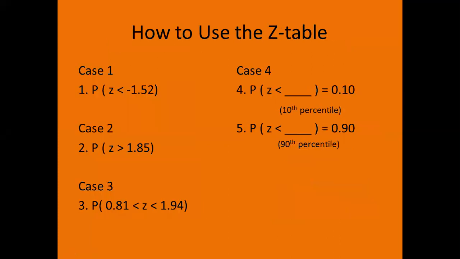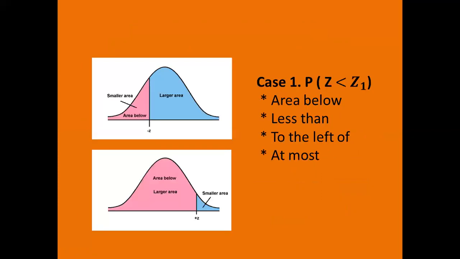Okay, so I will be discussing with you, paano ba natin kukunin yung probability under these cases? Specifically, how do we use the z-table or the normal distribution table in getting the values of these cases? Okay, let's have the first case.